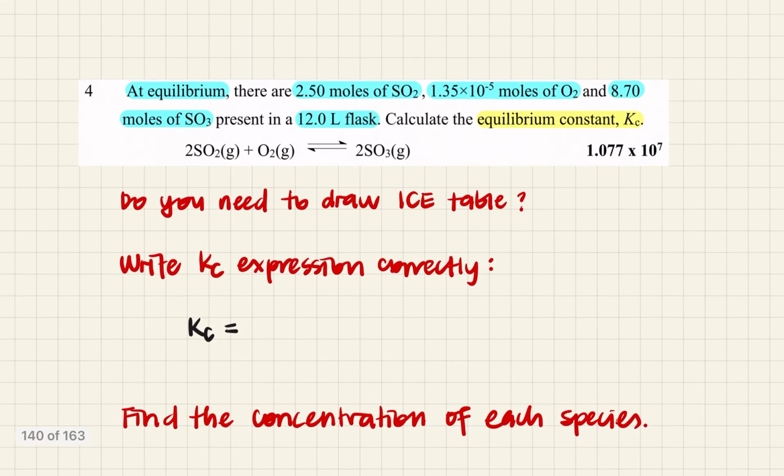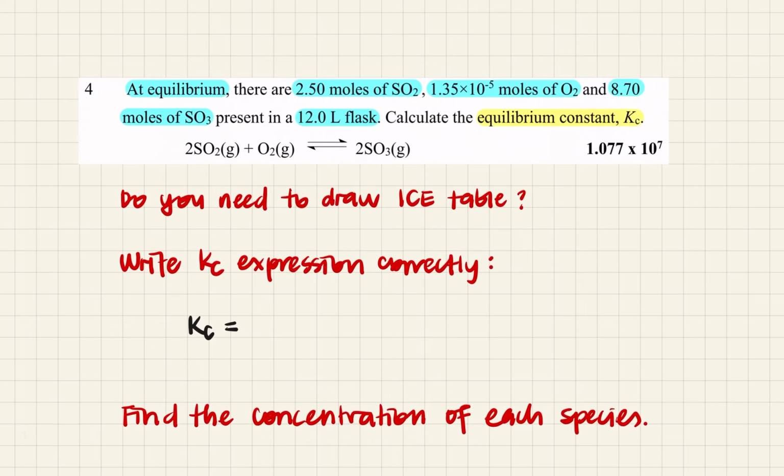And then number 4, okay, at equilibrium there are 2.50 moles of SO2, 1.35 times 10 to the power of negative 5 moles of O2, and 8.7 moles of SO3 present in a 12-liter flask. Calculate the Kc equilibrium constant for this reaction here. Okay, so first you want to ask yourself, do I need to draw an ICE table? So first you have to look at what the question is asking for. It is asking for equilibrium constant Kc.